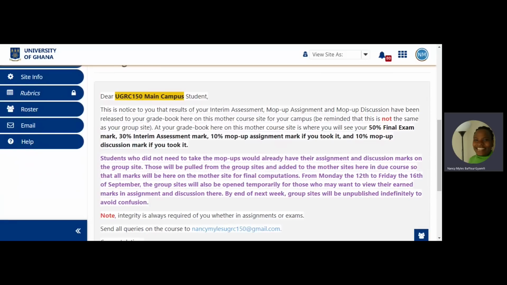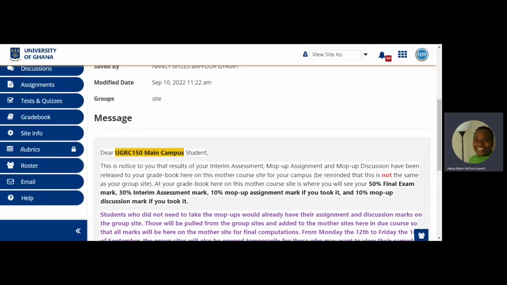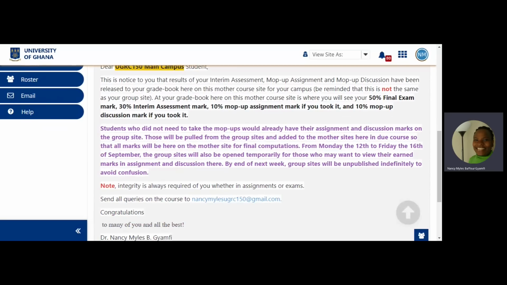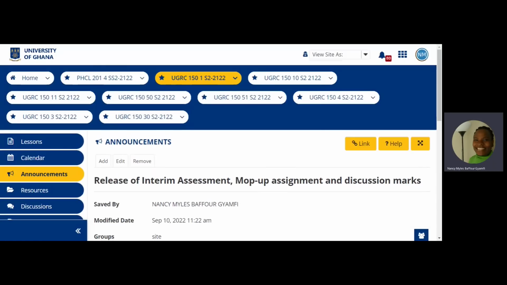And now those who came later and did the mop-ups have marks for the assignment, and then we are one day thrown away. I have had to keep the group site and the course site all open. Remember, the notice I gave you earlier said that I would have closed the group sites by last Friday. Why? So that you will now see only UGRC150 S2 2120 if you are main campus, or UGRC154 S2 2120 if you are city campus. That way you only focus on one course site.